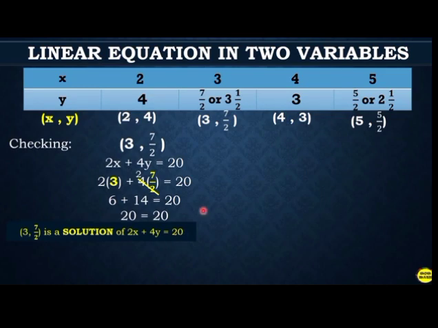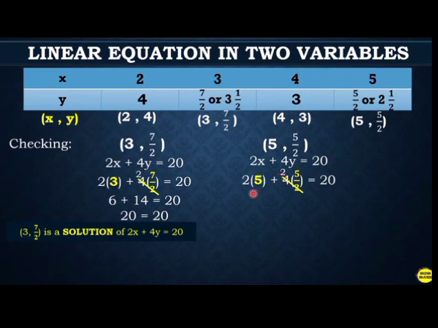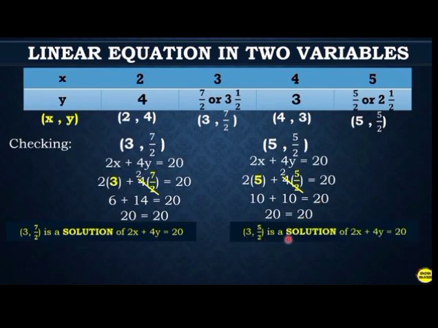So let's have 5 and 5 over 2. Let's copy first the equation, which is 2x plus 4y equals 20. Let's substitute the value of x and y, where y is 5 over 2 and x is 5. So let's cancel first the 4 divided by 2. So 2. So 10 plus 10 equals 20. So 20 is equal to 20. Therefore, 5 and 5 over 2 is a solution of 2x plus 4y equals 20.